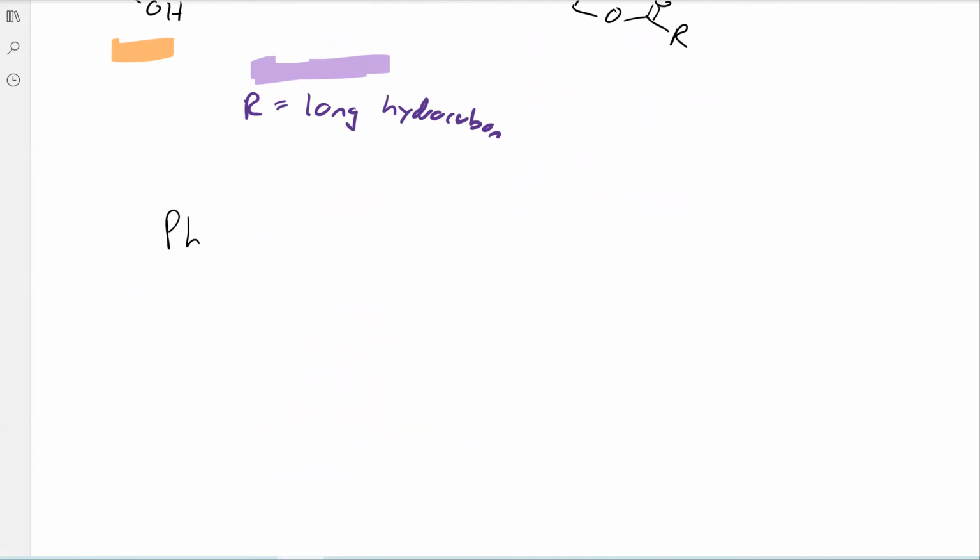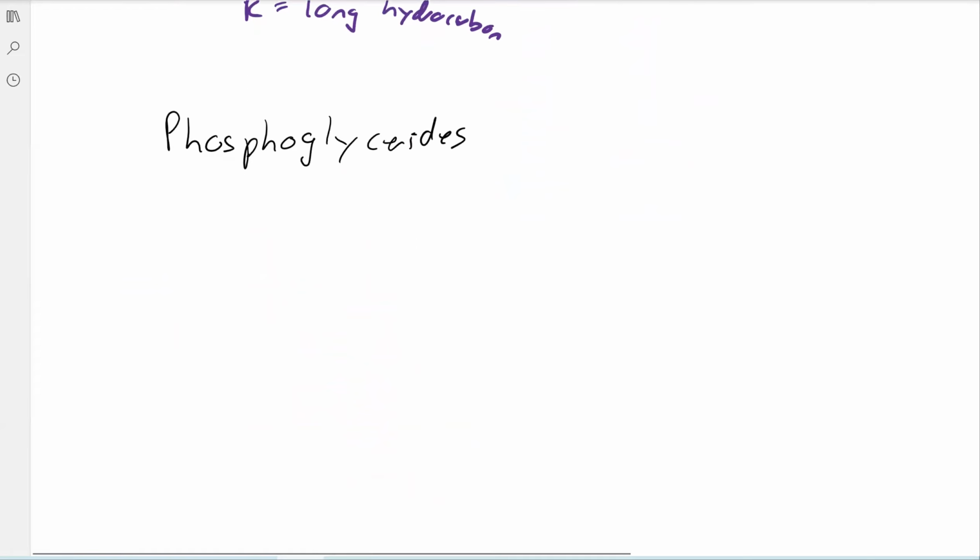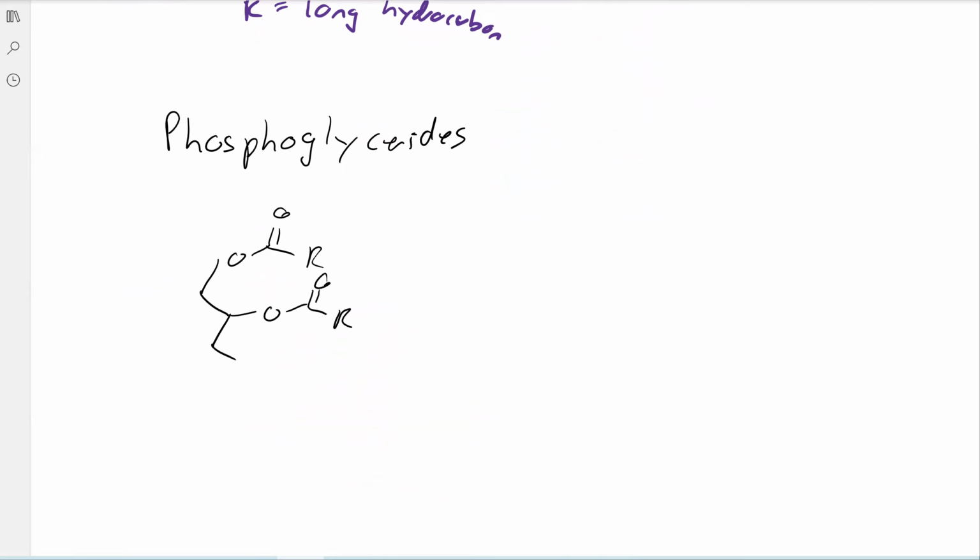And then finally here we have phosphoglycerides. So, right, it's like a glyceride, except now it's going to have a phosphate group there. So it's good, at least some of this nomenclature makes sense. So we have phosphorus, and then 1 doubly bound oxygen, and then 2 singly bound oxygens.